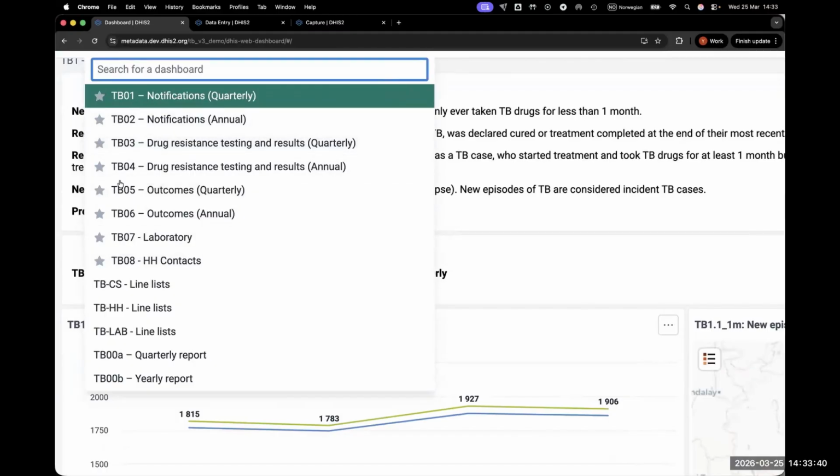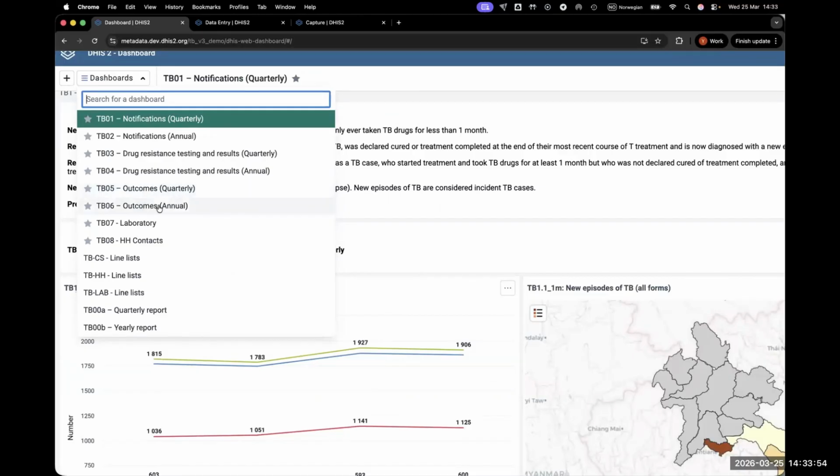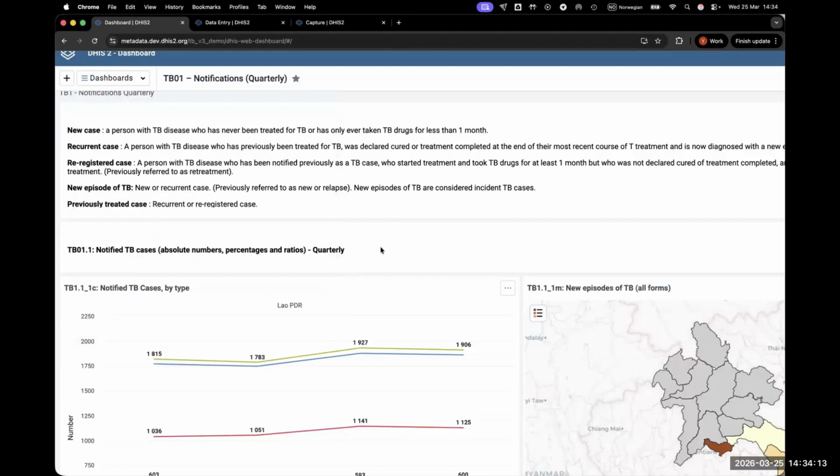We have the 8 standard dashboards for the TB surveillance. 2 for the notifications, the quarterly and the annual. We have the new dashboards for the drug resistance testing and results. Then we have the quarterly and annual dashboards for outcomes, and then a separate dashboard for laboratory and household contacts. In addition to that, we have some service dashboards with line lists that are more for the programs to use when it comes to tracking missing data and data quality and so on.